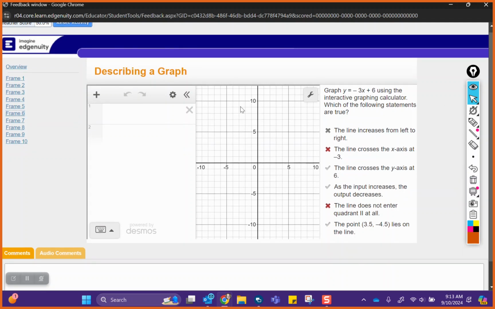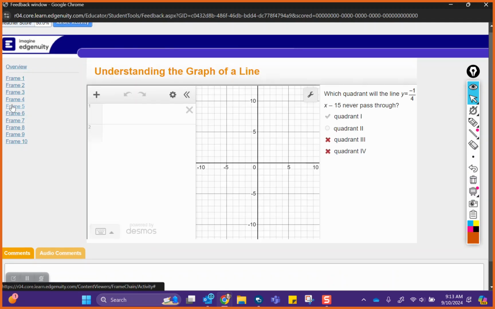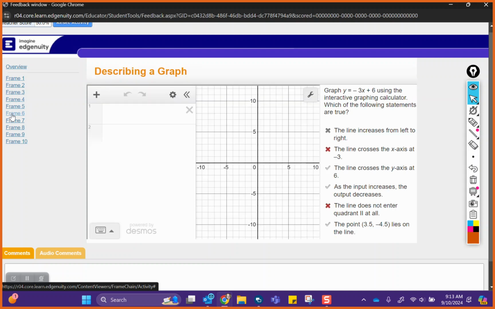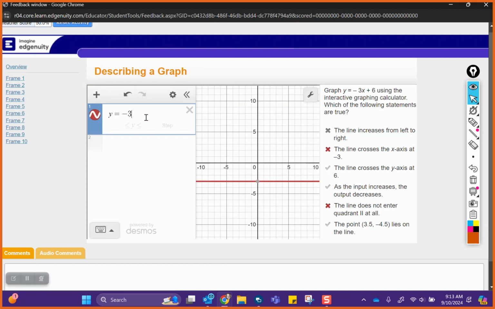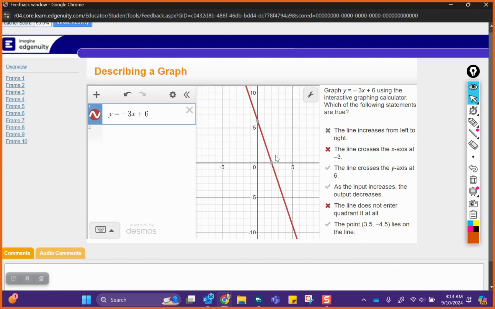Oh, I must have skipped one over here. I did 5. Okay, we're on 6. Graph y equals negative 3x plus 6. Which of the following is true? The line increases from left to right. No, that is not true. It is decreasing.